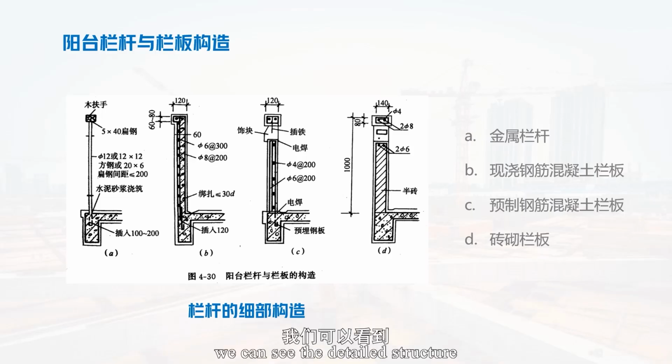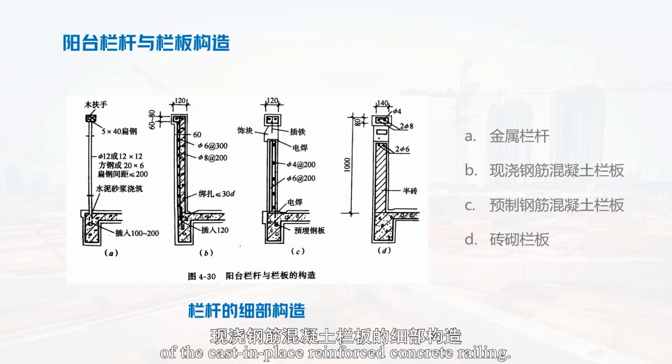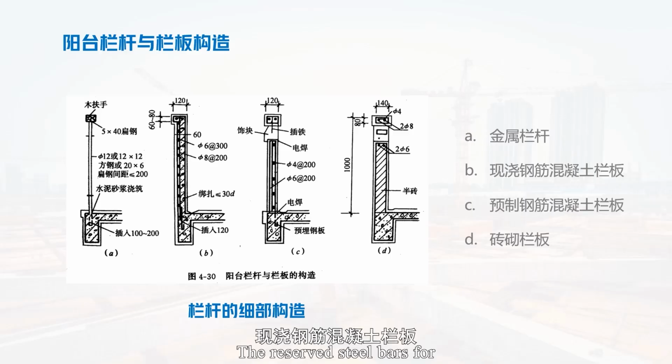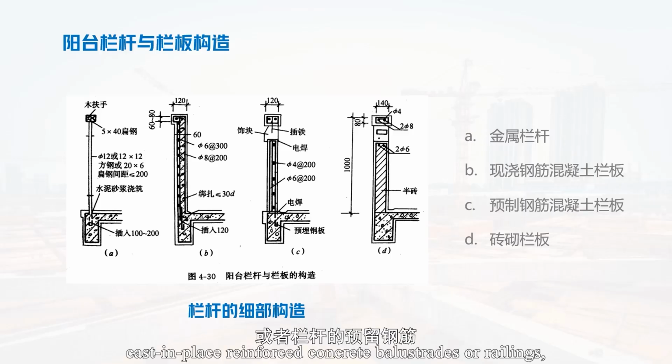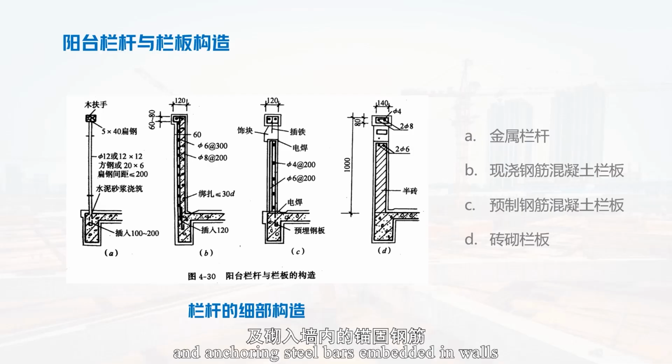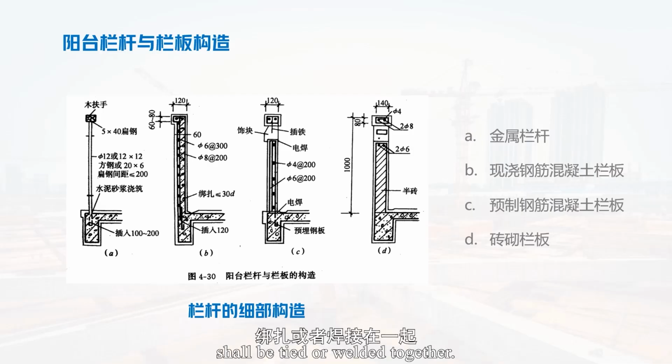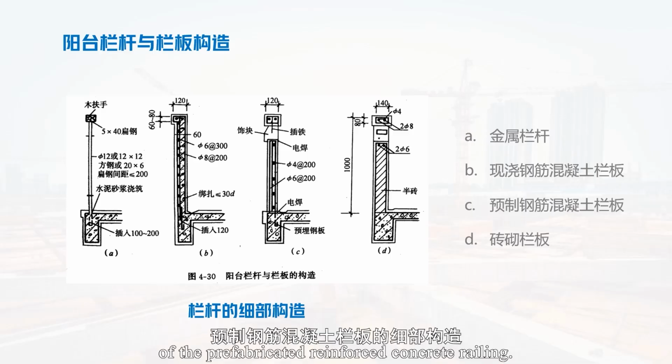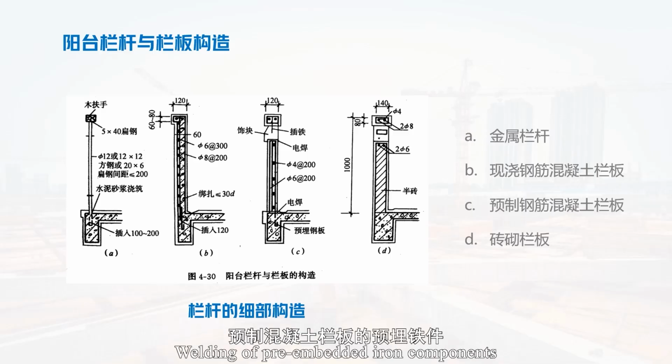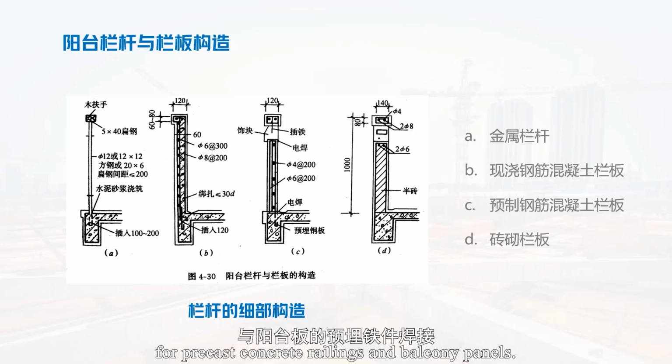From Figure B, we can see the detailed structure of the cast-in-place reinforced concrete railing. For cast-in-place reinforced concrete balustrades or railings, reserve steel bars for balcony slabs, and anchoring steel bars embedded in walls shall be tied or welded together. From Figure C, we can see the detailed structure of the prefabricated reinforced concrete railing. Pre-embedded iron components for precast concrete railings and balcony panels are welded together.